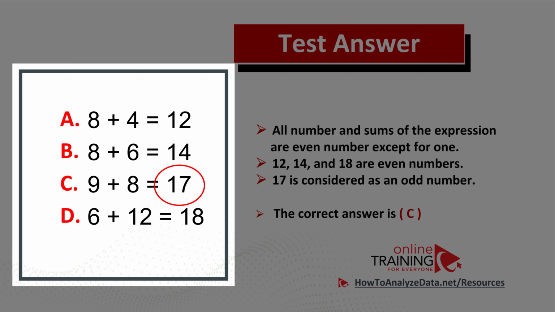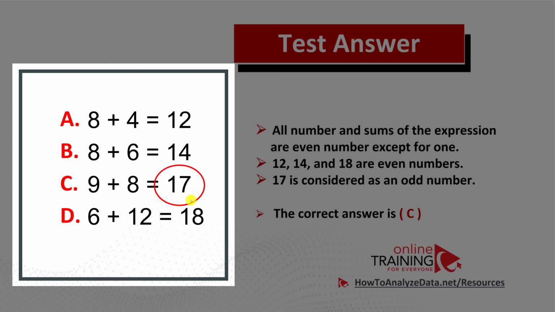What's interesting about this question is the fact that we're dealing here with odd versus even numbers. You see that expression A has all even numbers, 8 and 4 equals 12. Expression B is the same thing, 8 plus 6 is 14, all even numbers. Same with expression D, 6 plus 12 equals 18. So expression C has 2 odd numbers, 9 and 17.